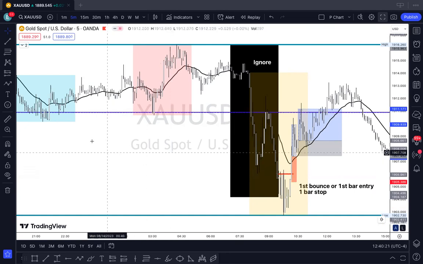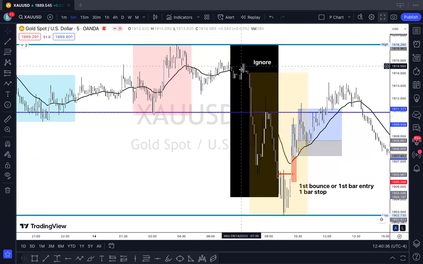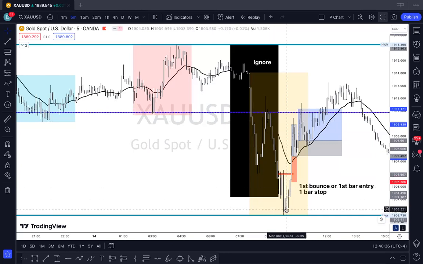So as you can see, Asia and London, these lows are around the 1910 area. Right at NY Forex open, we break that level and close and then retest that 1910 area again. So we have a small downtrend.